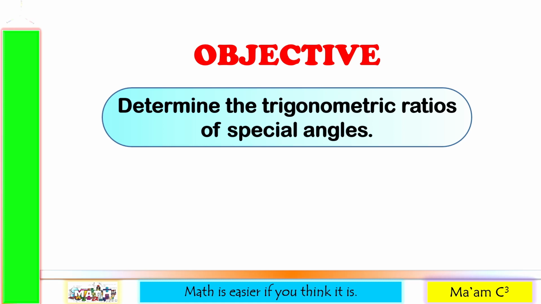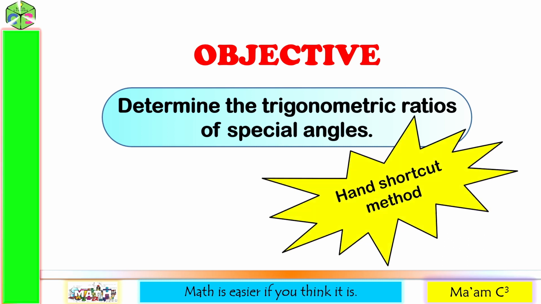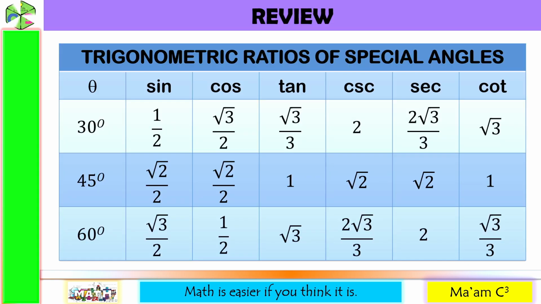Our objective in this lesson is to determine the trigonometric ratios of special angles, but this time using the hand shortcut method. Let us recall the 6 trigonometric ratios of special angles. We have here 30 degrees, 45 degrees, 60 degrees for sine, cosine, tangent, cosecant, secant, and cotangent. Are you having a hard time memorizing this? Pay attention to this video because I'm going to teach you a technique.